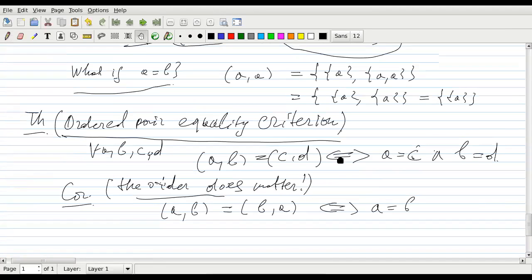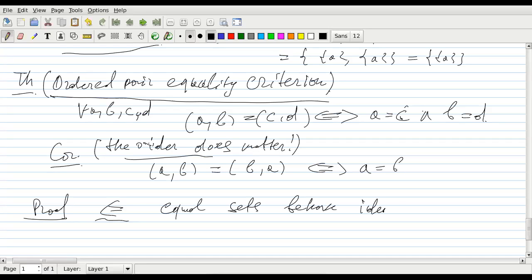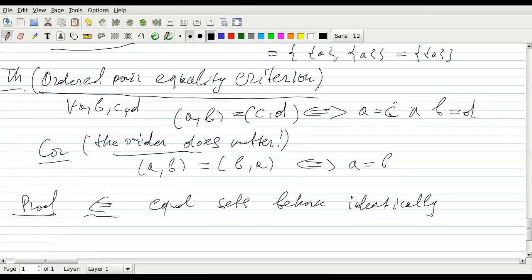Yes. How is it possible to prove this easy theorem? Okay, let's prove it. From the right to the left is trivial. We know that equal sets behave identically. So you may just replace A by C here and B by D. Is it clear? Yes.